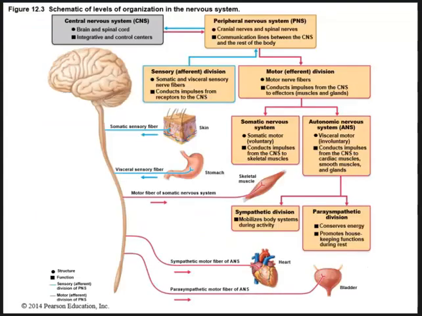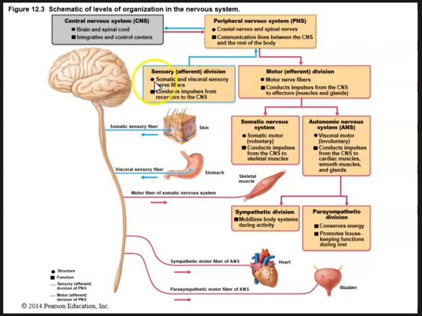So here is just a schematic of the levels of organization in the nervous system. Again, we just have the 2 main components of the central nervous system, the brain and spinal cord, and these are our integrative and control centers. We then have the peripheral nervous system, or the PNS, made up of our 12 cranial nerves as well as our spinal nerves. This provides communication lines between the CNS and the rest of the body.